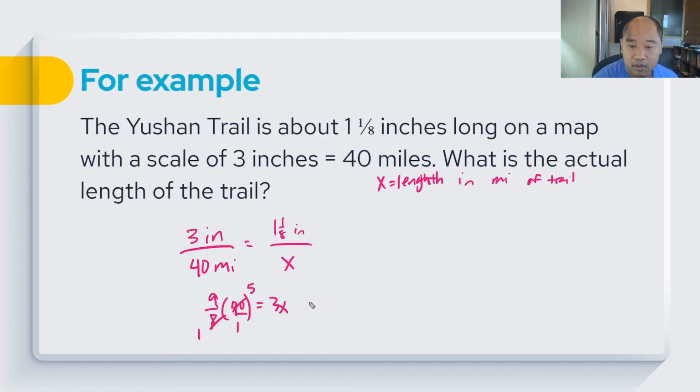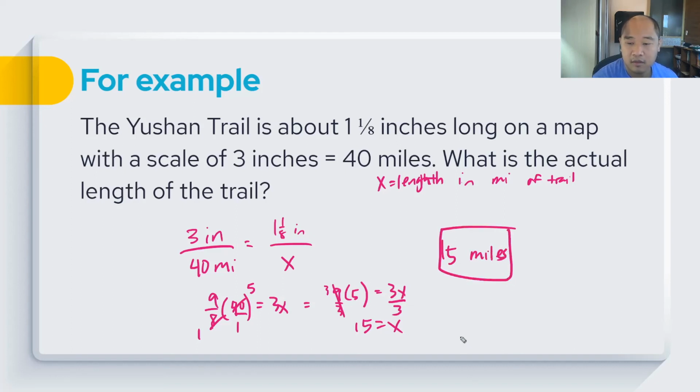I'm just going to keep it 9 times 5 equals 3x, because I'm going to divide by 3. Then I can cross these out and make this a 3. So that's 15 equals x. 15 miles. That's the length of Yushan Trail.